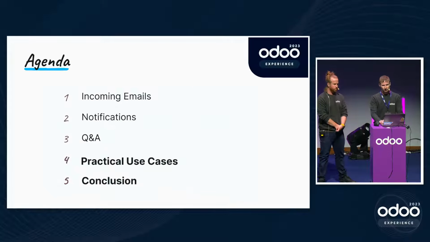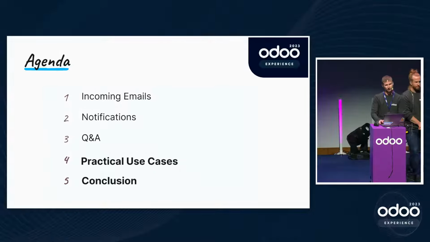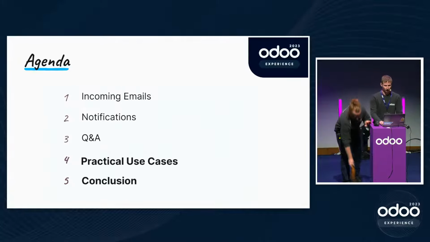So this is the agenda we are following. Basically, we had the first part yesterday with Emma's talk about email deliverability and outgoing emails. Then here we talk about incoming emails and the notification system. And now we are in the last part of these sessions about mailing, where we will have a practical use case.